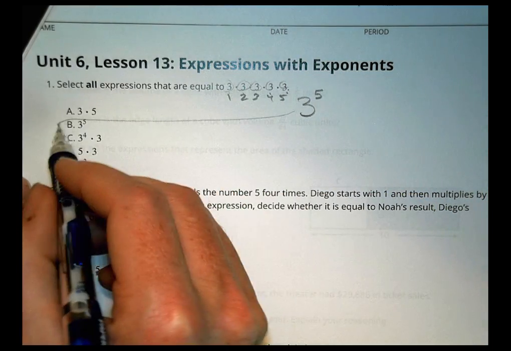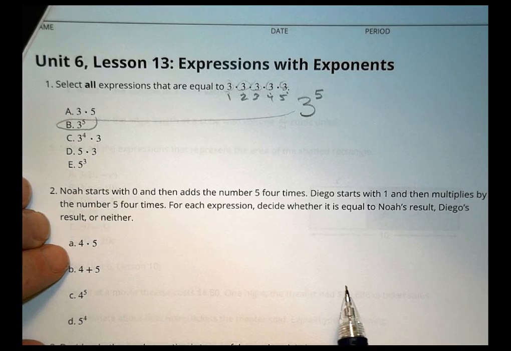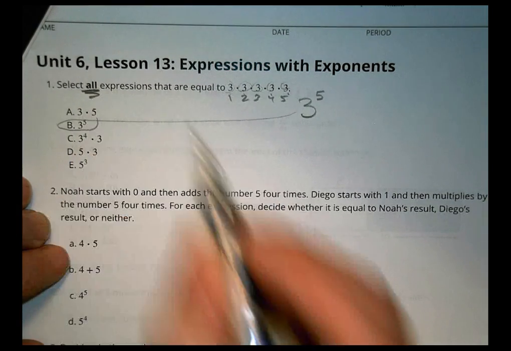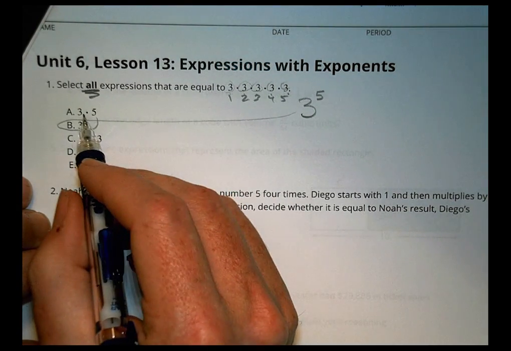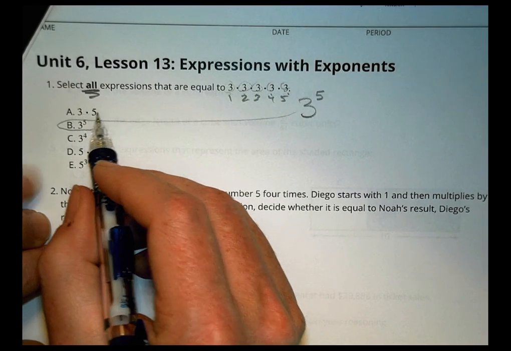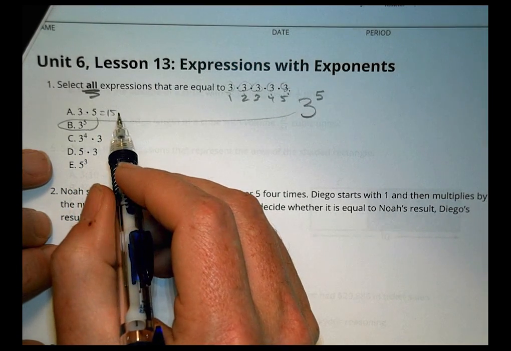And I can see that right here in B. That one works out great. Now, it does say select all, so let's be careful here. Are there more? Yes, there are more. 3 times 5 is not correct. That's 15. Not going to work out.